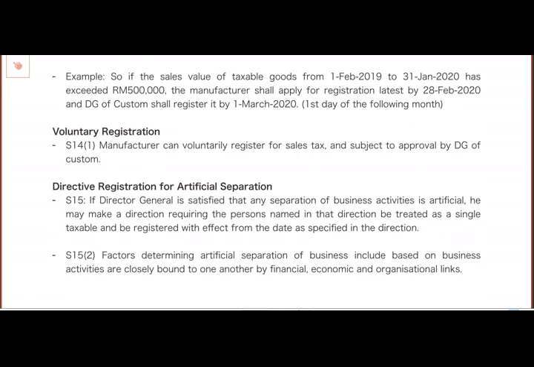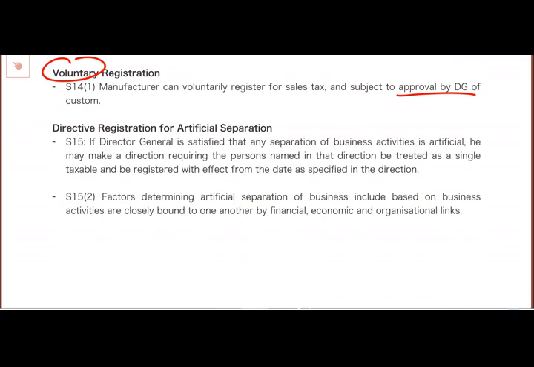Now, we do have what we call a voluntary registration. But the voluntary registration is a bit different, because when you submit a voluntary registration, you must wait for the approval by the DG of Customs. So if the DG of Customs doesn't approve it, then sorry, you are not allowed to register. Okay? Then there's another type of registration called Directive Registration. The title is called Directive Registration for Artificial Separation.